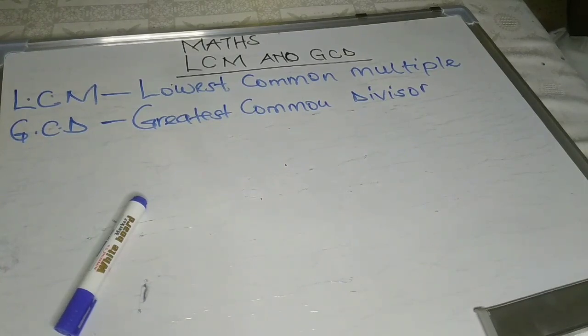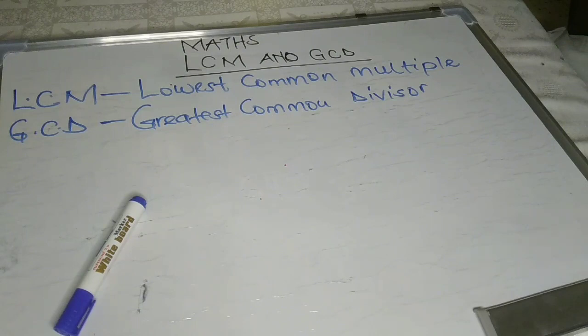Teacher Mercy here again with a very interesting topic on LCM and GCD. Now, the meaning of LCM is lowest common multiple, while GCD stands for greatest common divisor. Now, let's begin by talking about divisors.